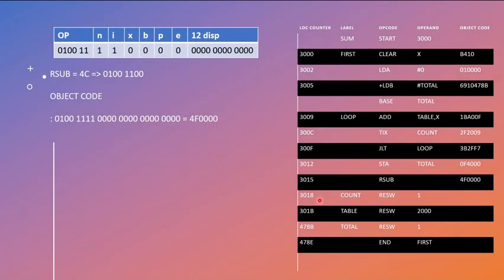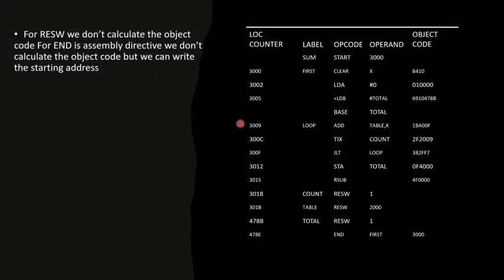The next one we have is RSUB. For RSUB, the opcode is 4C, of which we have to take the first six most significant bits, which is 010011. It is the opcode, and then the object code is 4F0000. Moving on to the next one. For RESW, we don't calculate the object code. END is an assembly directive, we don't calculate the object code, but we can write the starting address as it is given first. So the starting address would be 3000. So this is where we end the object code calculation.